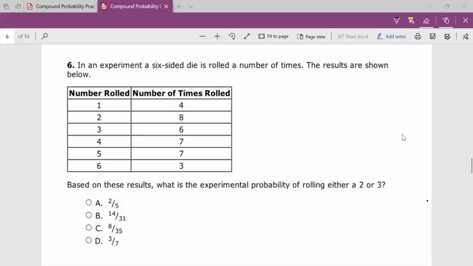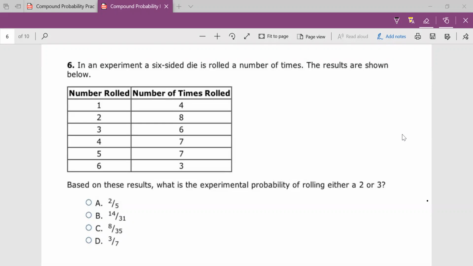Okay, guys, if you're watching this video, it is part 2, numbers 6 through 10 of compound probability practice. So if you haven't seen part 1, you want to go back at this time and watch numbers 1 through 5, and then we will continue now with numbers 6 through 10.